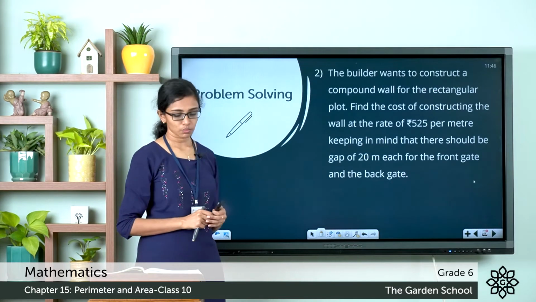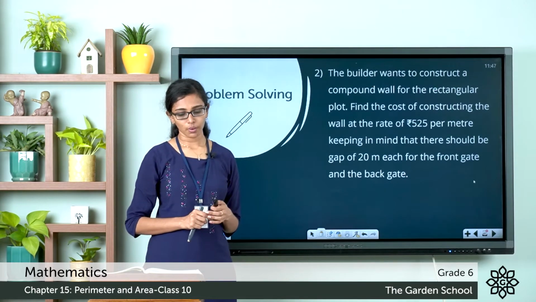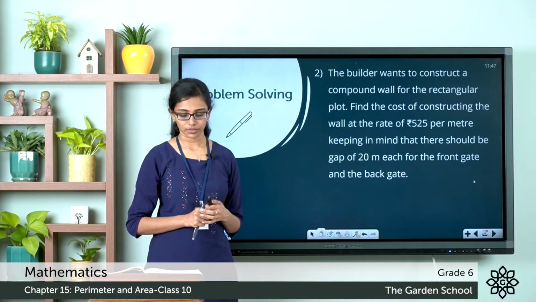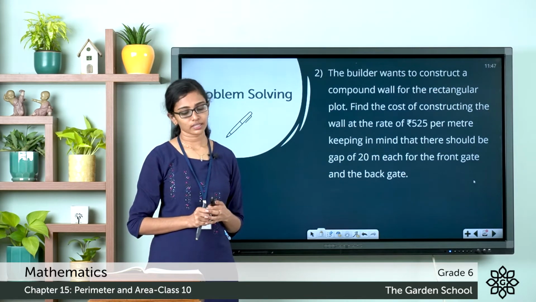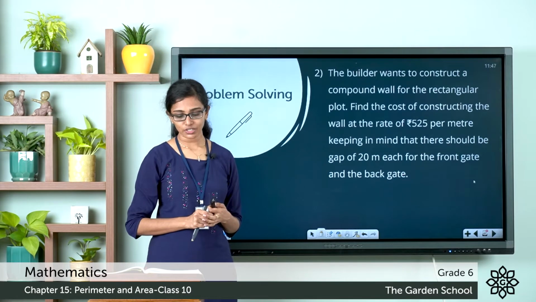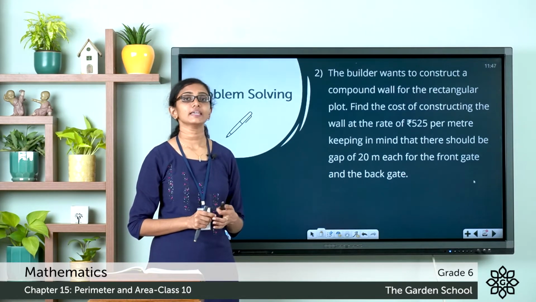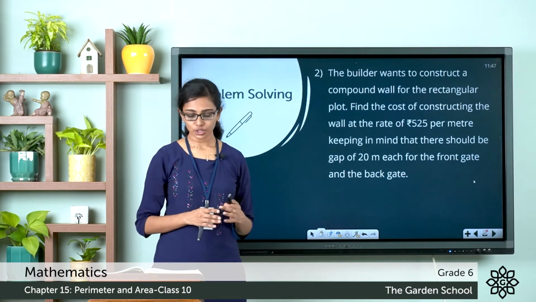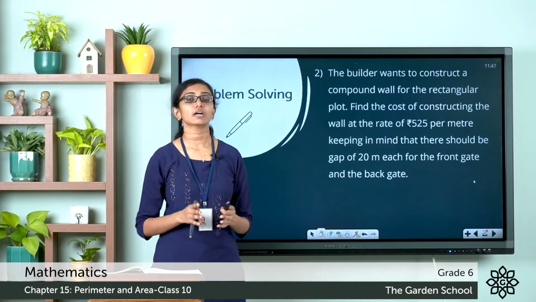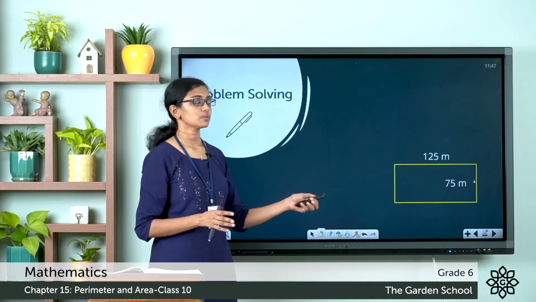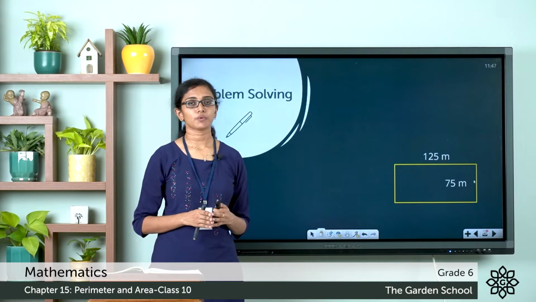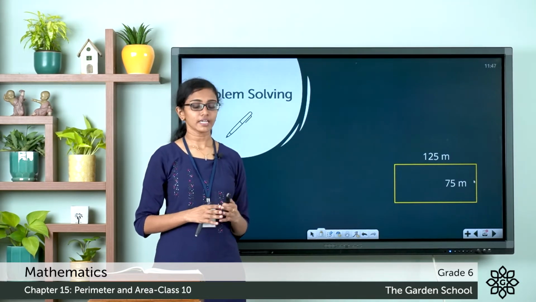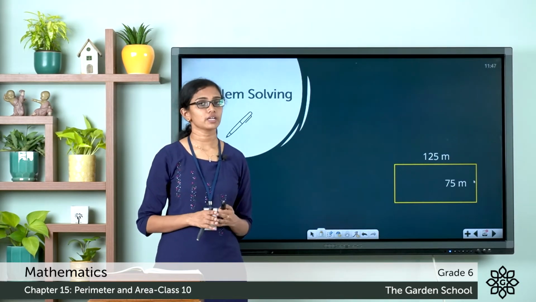It says the builder wants to construct a compound wall for the rectangular plot. Find the cost of constructing the wall at the rate of 525 per meter, keeping in mind that there should be gap of 20 meter each for the front gate and the back gate. So, here we are asked to find out the cost of constructing a compound wall around the plot, around the rectangular plot, and we are given the rate per meter is equal to rupees 525.